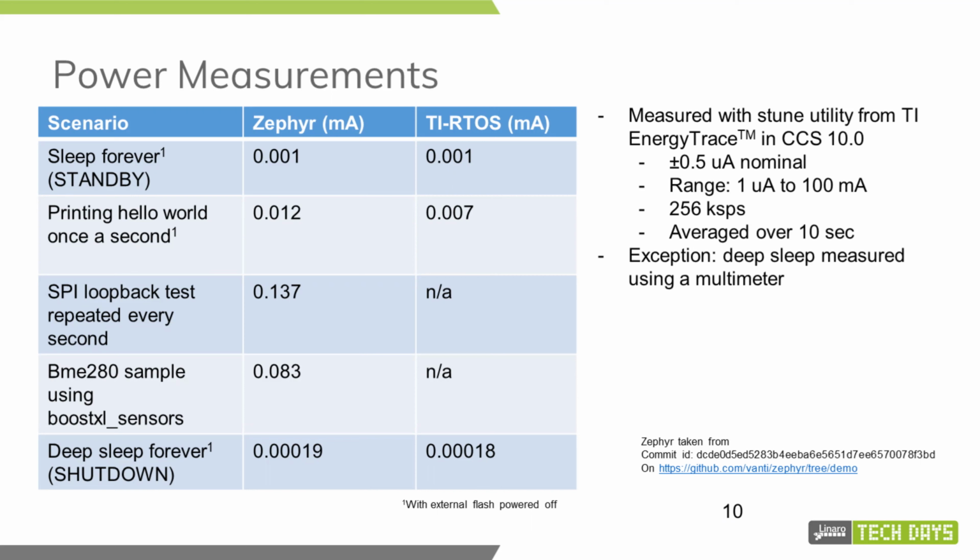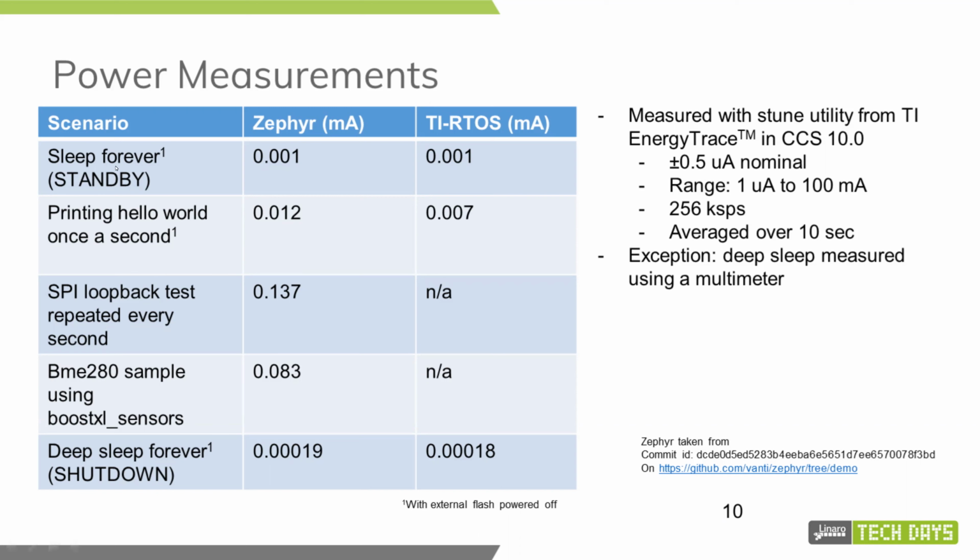So in order to make sure that this works, I did some power measurements using the technology from TI called Energy Trace. What that is, TI has added some extra emulation hardware on the board to allow us to measure the current flow to the target and digitize those measurements and then provide some software tooling on the host side to retrieve these measurements automatically. And it has an accuracy of roughly 0.5 microamp in this case, a range of 1 microamp to 100 milliamps, and a sampling rate of 256 kilosamples per second. All these measurements I took were averaged over 10 seconds worth of samples.